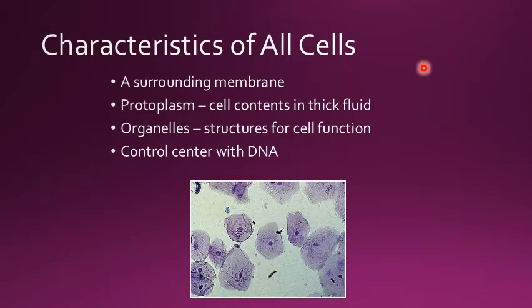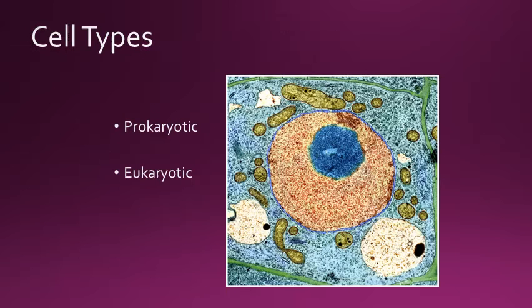So some characteristics of all cells are they are surrounded by a membrane. They have a protoplasm, the cell contents in a thick fluid, which we call cytoplasm, and organelles, structures for cell function, and a control center with DNA. There's 2 different cell types, a prokaryotic cell and a eukaryotic cell. First, we'll talk about prokaryotic cells.